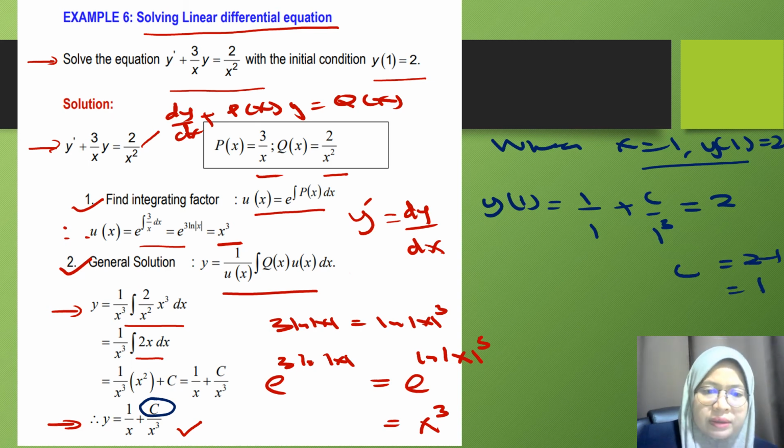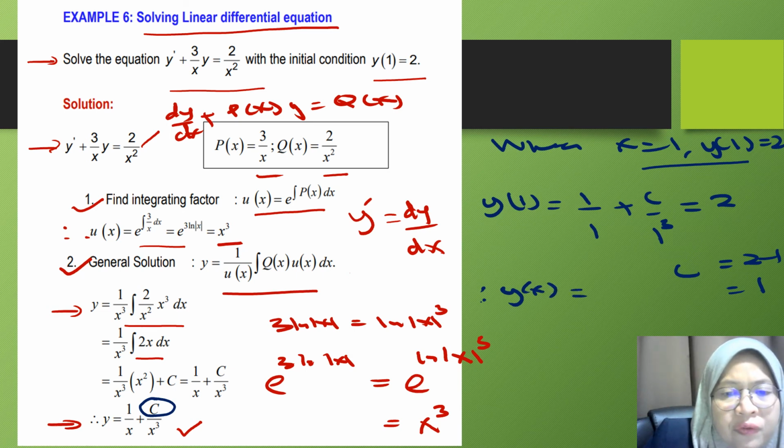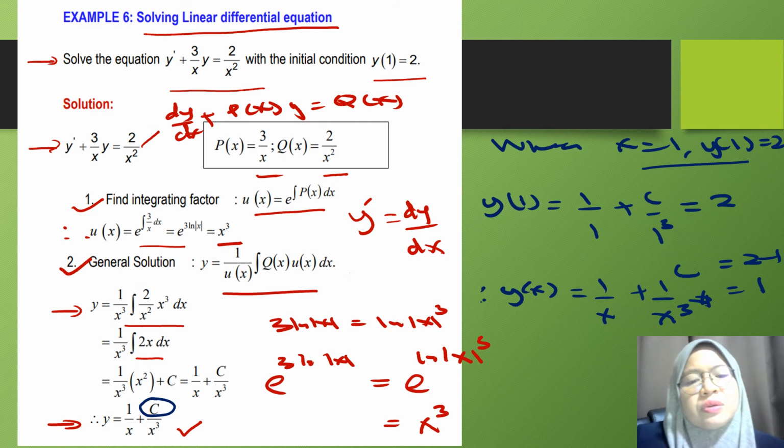So our c here is 1. Therefore, the particular solution for this case is y of x equals 1 over x plus 1 over x to the power of 3. This solution we call a particular solution.